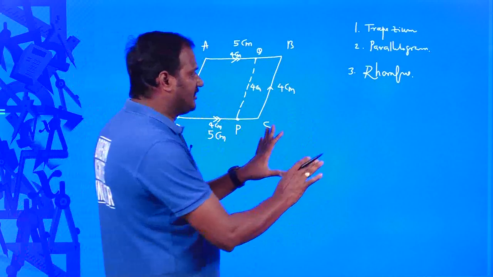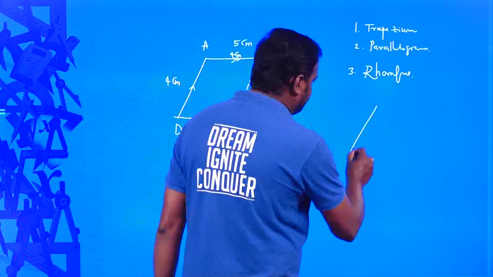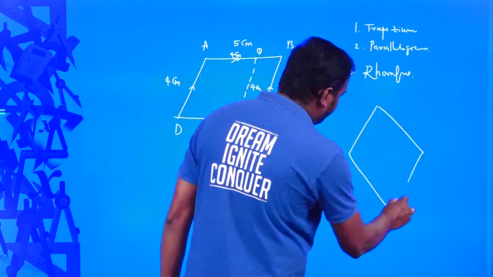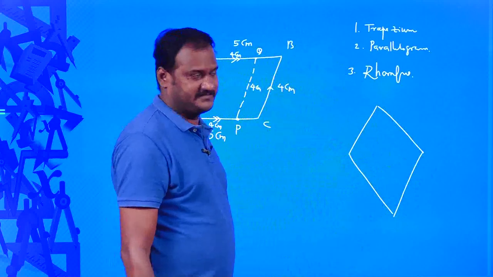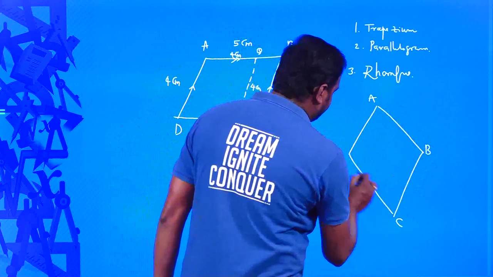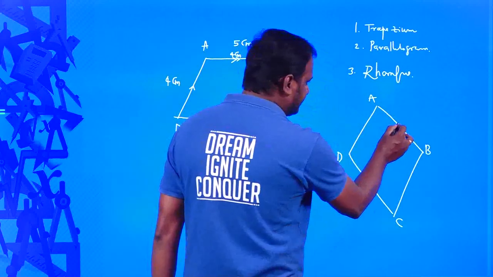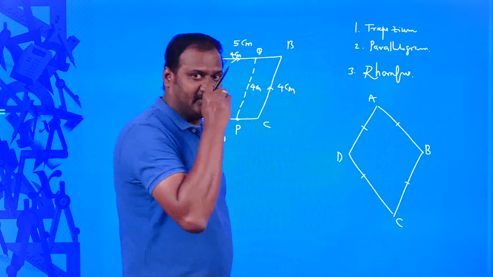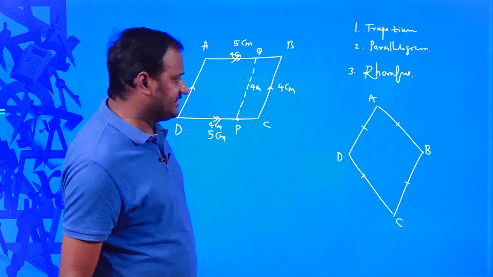Now I am going to draw one rhombus here so that you can understand. Generally we draw a rhombus as a diamond-shaped quadrilateral, let it be a rhombus. For example, this is A, B, C, D, in which all four sides are equal. That is why, as we just discussed, since it is a rhombus, a modified parallelogram, all four sides are equal.